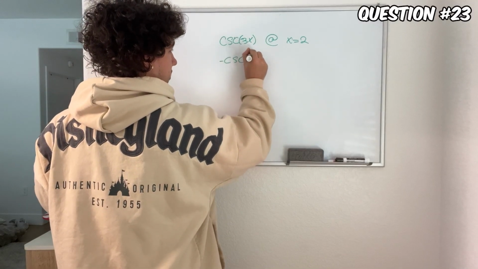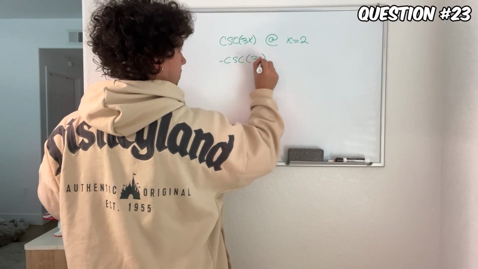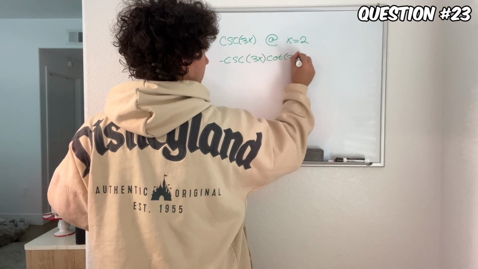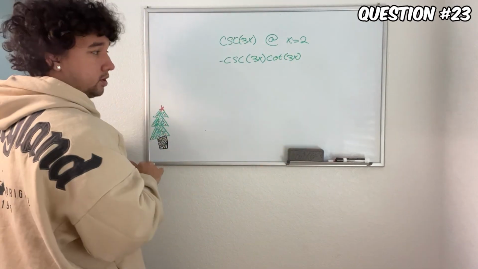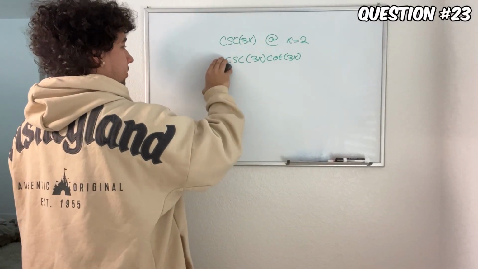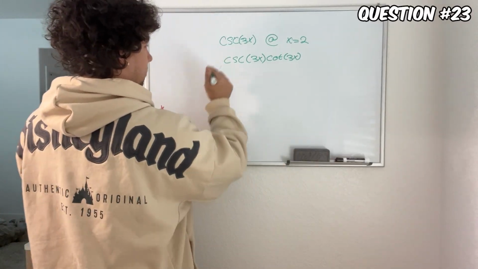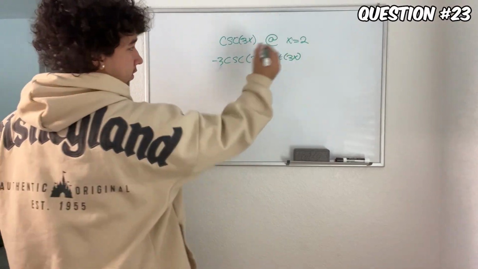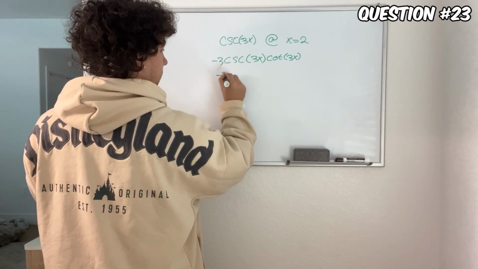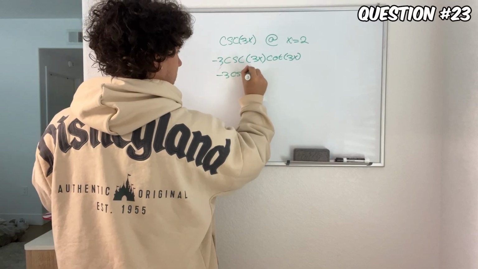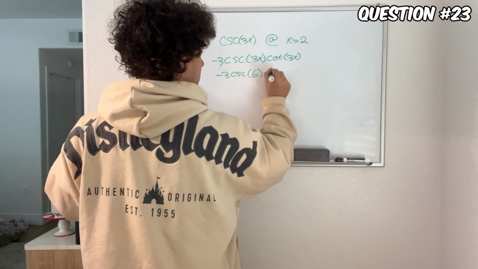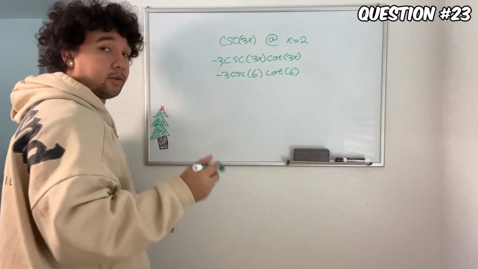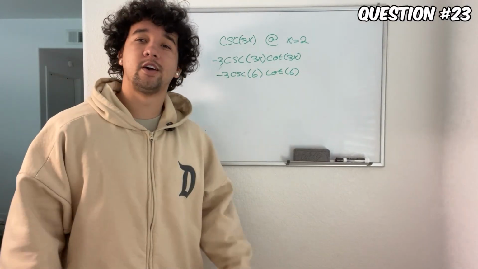Negative cosecant 3x cotangent 3x. And then I just take the derivative of the inside, which is 3. So I'll just move that out in front. So negative 3 cosecant 3x cotangent 3x. From there, you just plug in 2. So negative 3 cosecant of 6 cotangent of 6. Again, if you want to figure what that is, plug it into a calculator yourself, but that's the math.